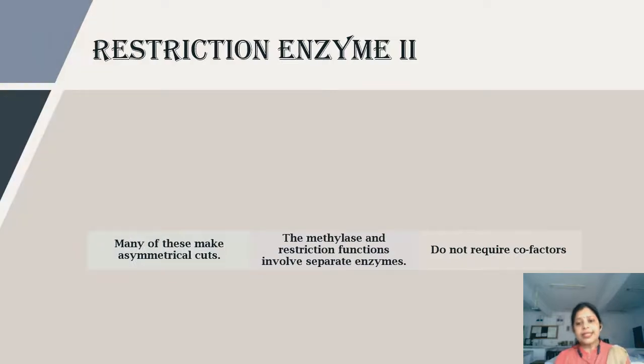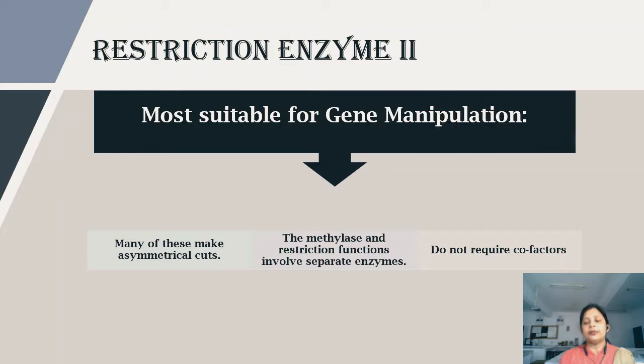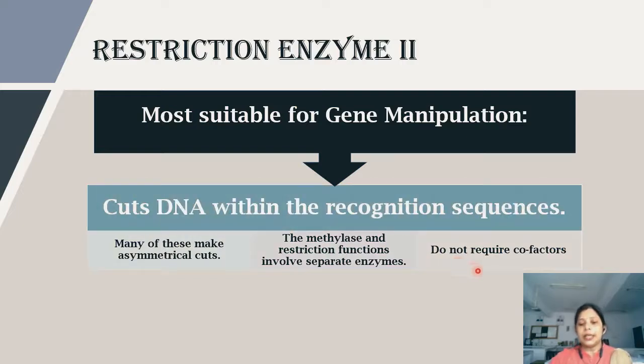So type 2 restriction enzyme is the most suitable for gene manipulation. Why? Because many of these make asymmetrical cuts. Why? We'll understand in a bit. The methylase and restriction functions involve two separate enzymes and they do not require cofactors. But most important, it cuts DNA within the recognition sequences.